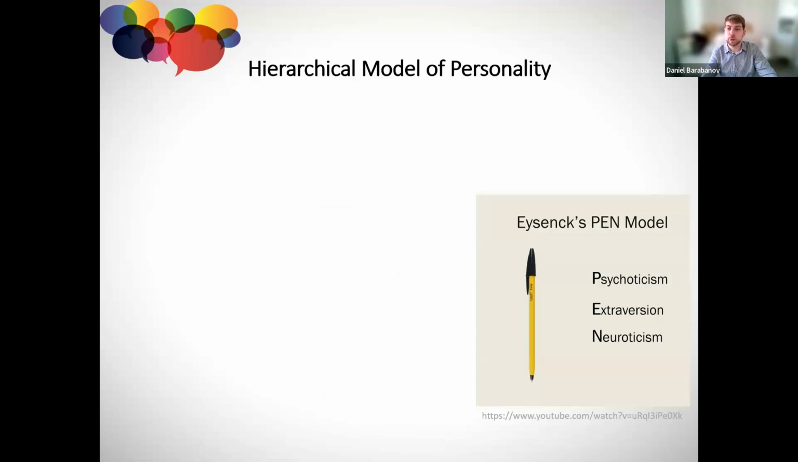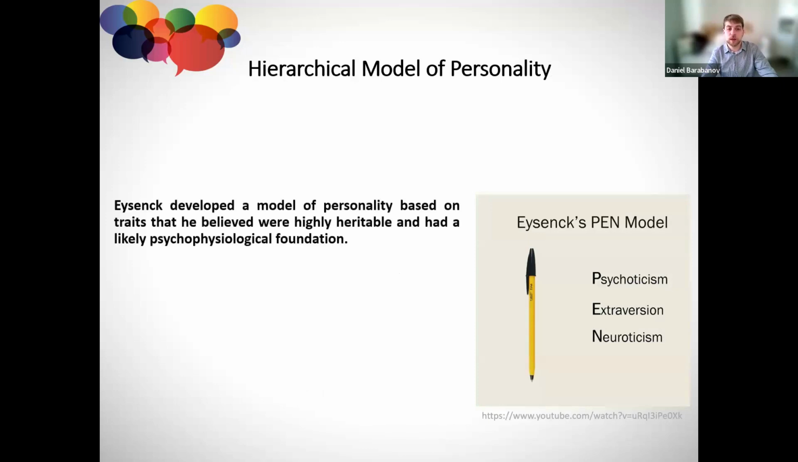His hierarchical model of personality is also often called the PEN model, an easy to memorize acronym. So he supposed that we should create a taxonomy of personality traits on the foundation that the most important traits are highly heritable and have a psychophysiological foundation. So it was his idea for classification. We need to find those personality traits which are highly heritable and have a psychophysiological basis. In this case, we can consider those traits as the most important, and other traits which are less heritable and have no physiological basis as less important.